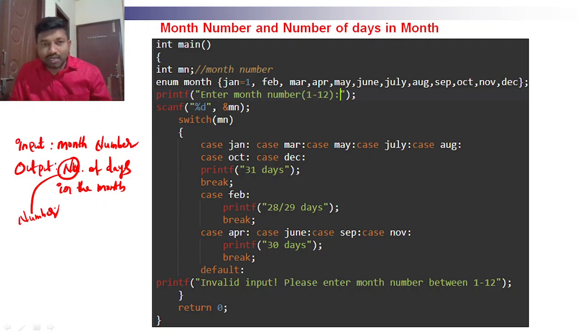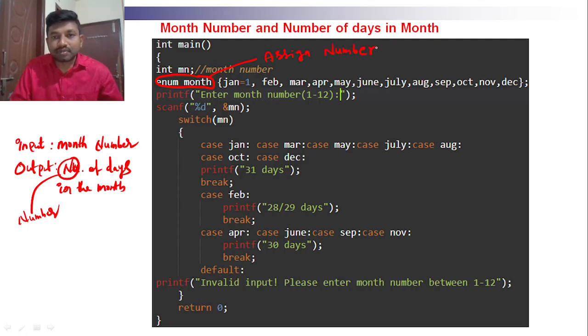So I want you to understand the concept of enum also here. I want the students to understand the real-time scenarios where enum can be used. You might be knowing enum is a user-defined data type which is used to assign numbers to names. Am I right? Numbers to names.